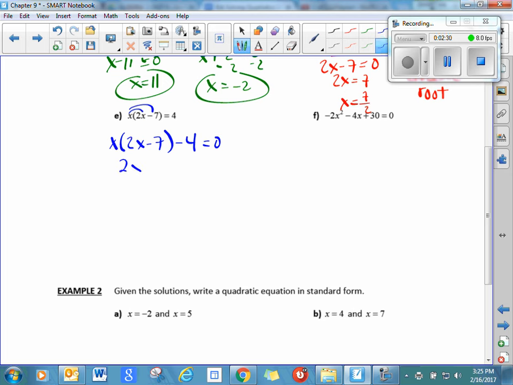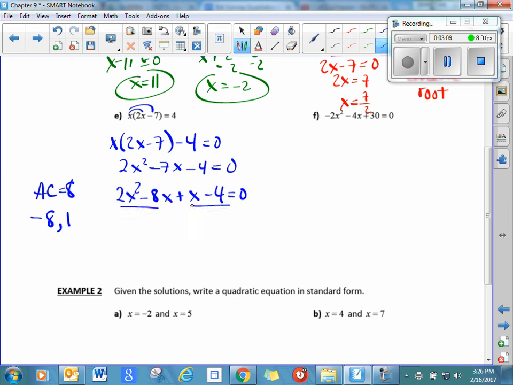Now I can distribute and get 2x squared minus 7x minus 4 equals 0. This looks a lot more familiar. It's in standard form. It's a quadratic because we have an exponent of 2. And now I'm ready to factor it using the AC method. So AC is 8. I need to add to a negative 7 in the middle, so I'm seeing negative 8 and positive 1. When I split it up, I get 2x squared minus 8x plus 1x minus 4 equaling 0.